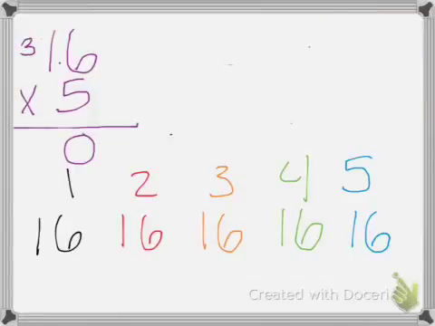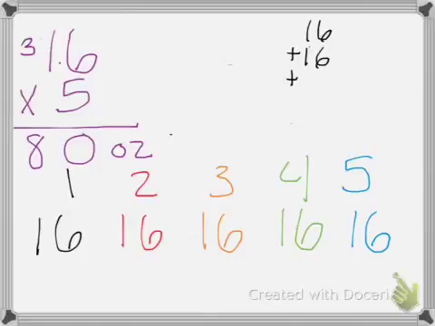5 times 1 is 5, plus 3 more is 80. So I have 80 ounces total. Or I can add them all together. 16 plus 16 plus 16 plus 16 plus 16. 5 16s: 1, 2, 3, 4, 5.